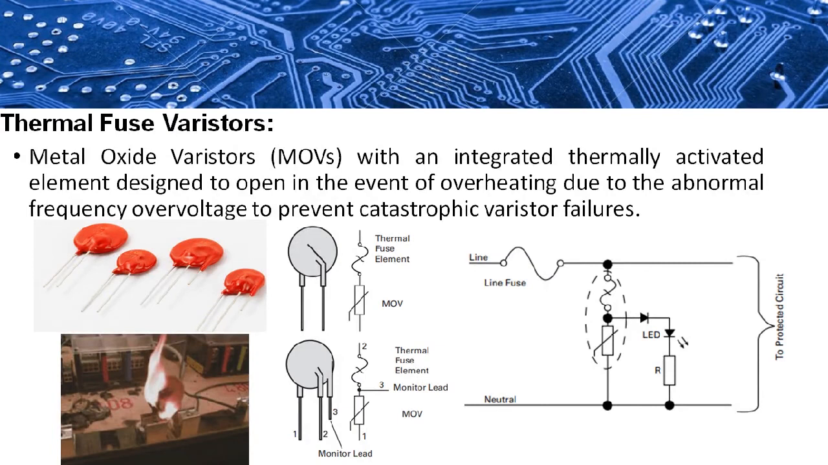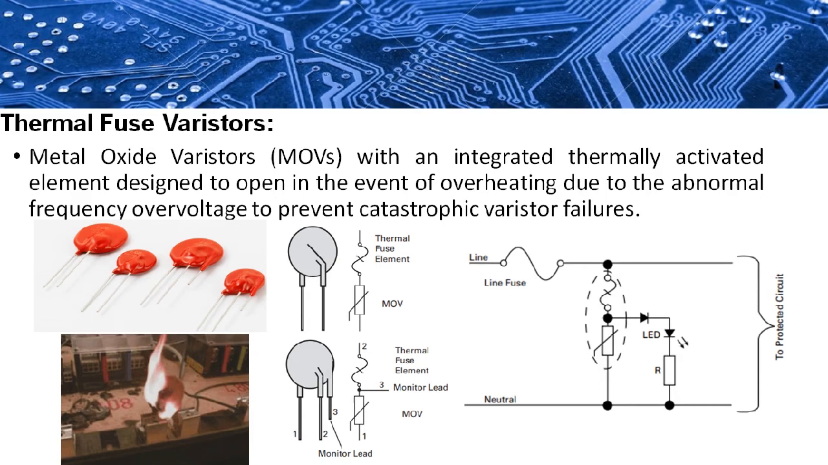In addition to varistors, there are thermal fuse varistors. So these thermal fuse varistors will have an integrated thermally activated element, that is fuse, designed to open in the event of overheating due to abnormal frequent overvoltage or continuous voltage to prevent the catastrophic varistor failures. If you see in the downside, the varistor has caught fire because of the continuous over voltage. In order to avoid this type of catastrophic failures, the varistors have a built-in thermal fuse element.